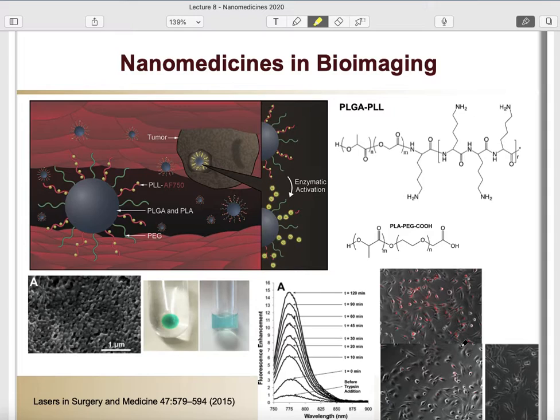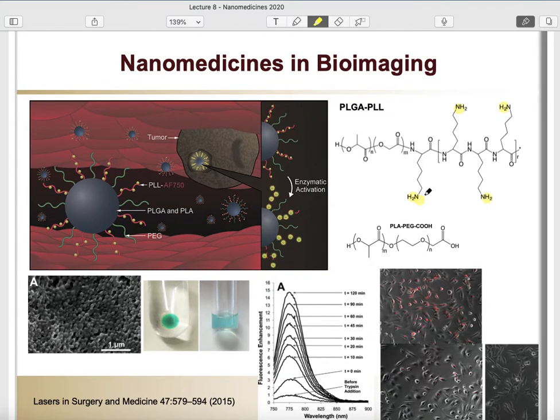agent is also from my group, and this is a nanoparticle that is made from polylactic glycolic acid. It's in a block, I should say, it's a block copolymer of polylactic glycolic acid with a block of poly-L-lysine. That poly-L-lysine is a peptide that has a lot of amine groups, which would enable us to attach a lot of things to the surface of the particle. We blended that polymer together with polylactic acid, block polyethylene glycol with a carboxylic acid end group.